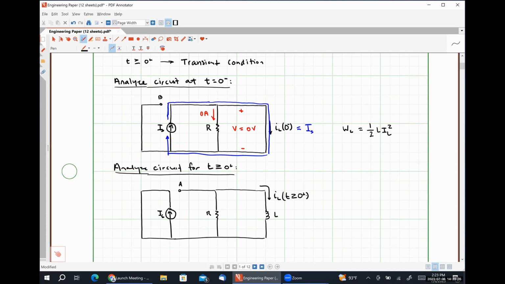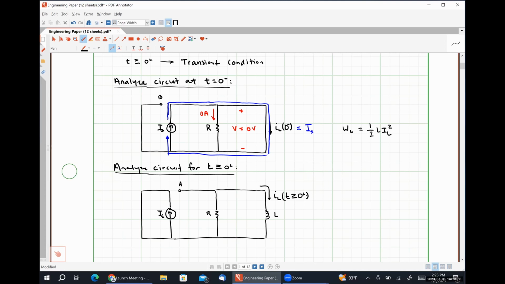So I want to describe what's happening to you first, okay? So at t equals zero minus, the current flowing through our inductor was equal to IS, right? We saw that by analyzing our circuit at t equals zero minus.